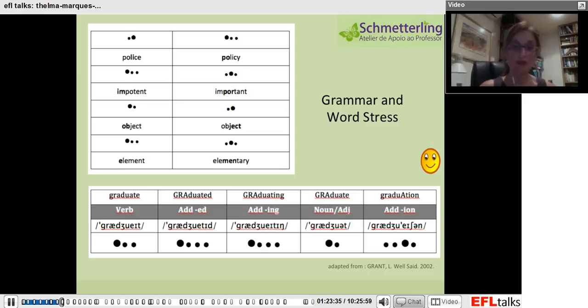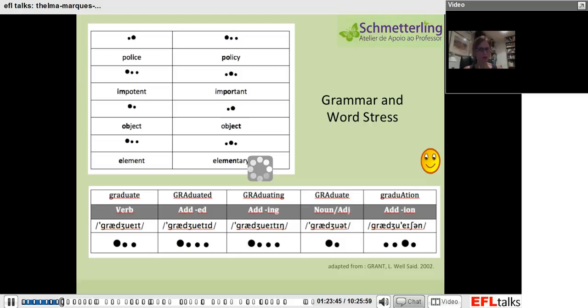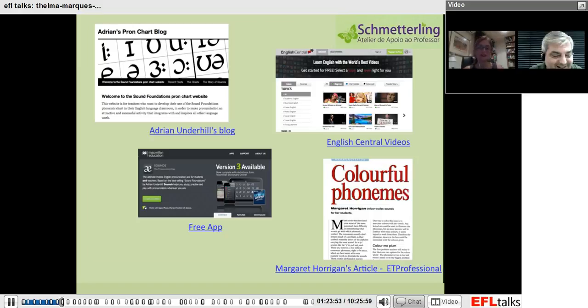Even in exercises that deal with word formation, like this one here, using visuals helps a lot. I think pronunciation is totally connected to language learning activities. So here is Adrian Underhill's blog.